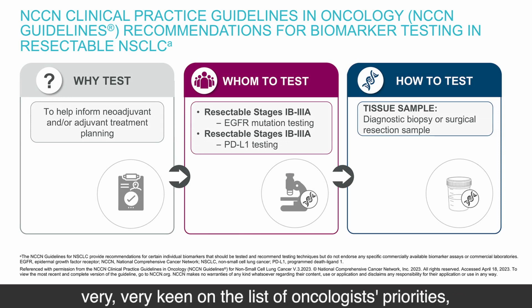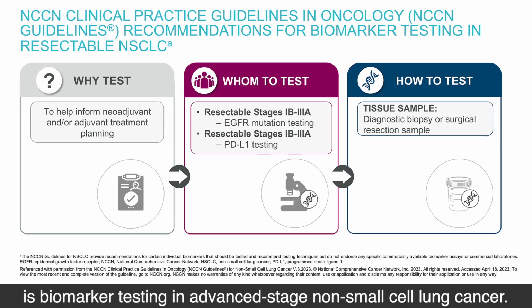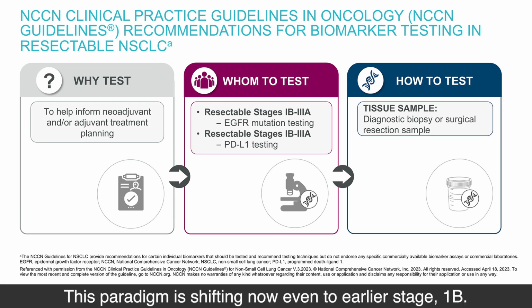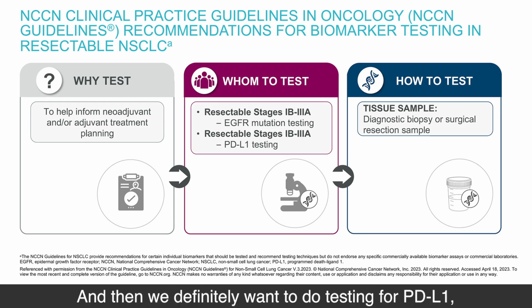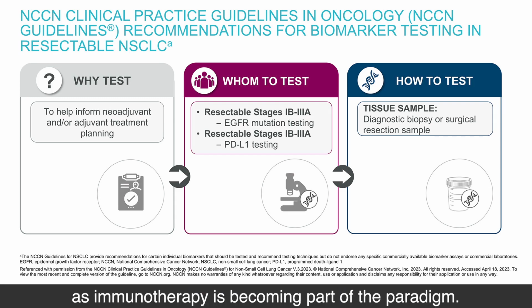So really important in today's paradigm, very keen on the list of oncologists' priorities is biomarker testing in advanced stage non-small cell lung cancer. This paradigm is shifting now even to earlier stage 1B, and now there's evidence for 1B to 3A. It's not just all advanced stage. And then we definitely want to do testing for PD-L1 as immunotherapy is becoming part of the paradigm.